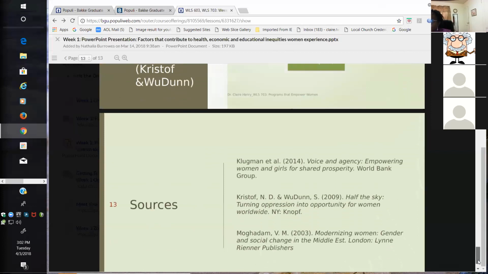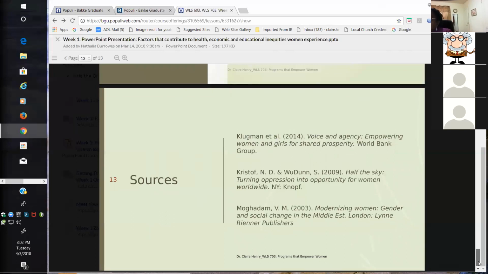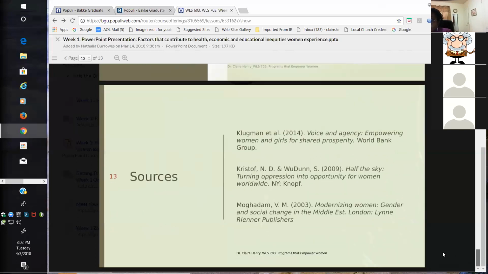Okay, and so I've identified the sources here. Voice and Agency, Christoph and Woodham, Half the Sky, and Moghadam, Modernizing Women, Gender and Social Change in the Middle East. So whenever you go through the PowerPoint and you look at the sources, you know those are sources that are important and that you want to look at some more. Okay? Any questions or comments on the PowerPoint presentation? Very informative. Okay, thank you.